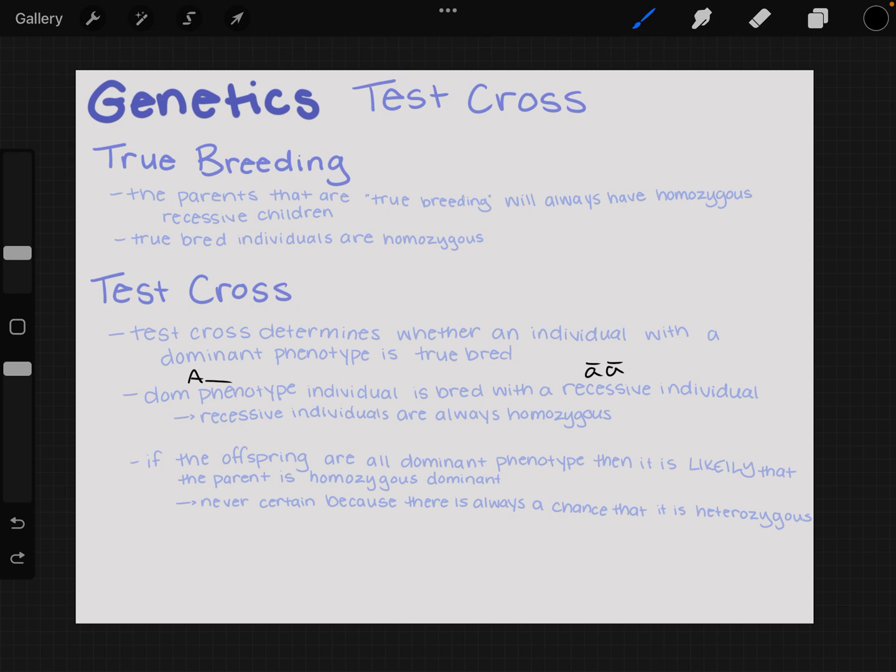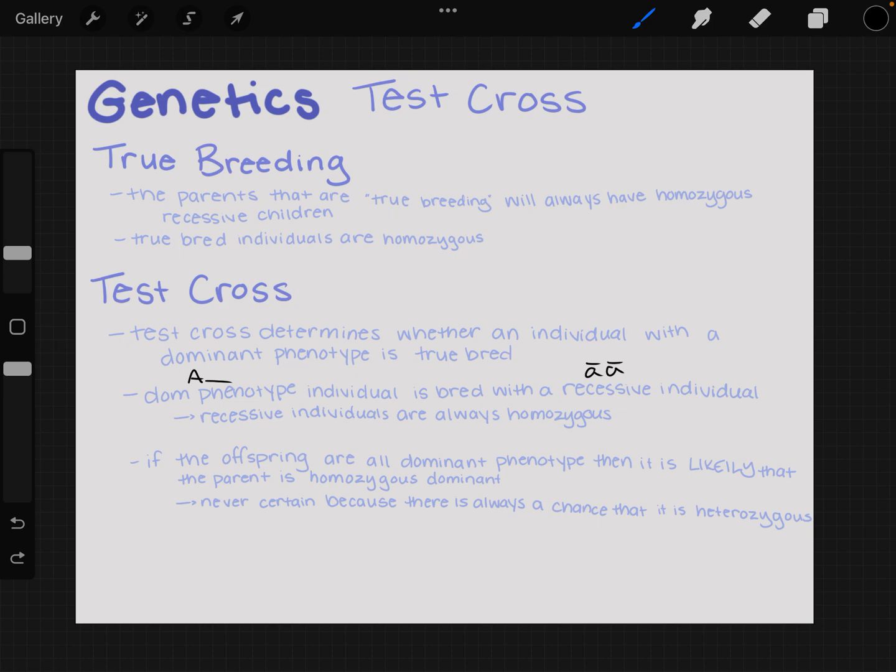However, if they come out with a child with a phenotype that is recessive, then the parent has to be 100% heterozygous, because the child had to have gotten one recessive allele from each parent. So we can never be certain unless we see a child with a recessive phenotype. In that case, we know that the parent we were testing had to be heterozygous in order to pass along that recessive allele.